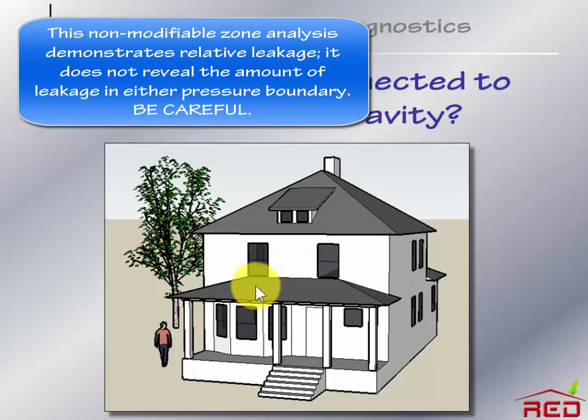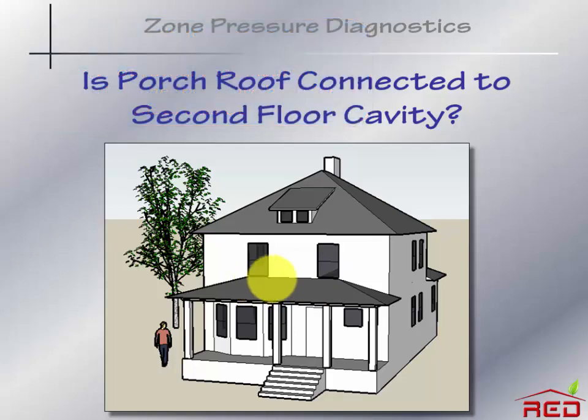Tear open the roof, take off the shingles, cut into the roof, go in and explore, see what we've got, do air sealing, then put the sheathing back on and put the shingles back on that were taken off. So in this particular case, non-modifiable ZPD can be useful.